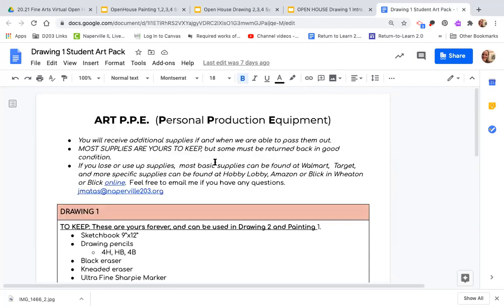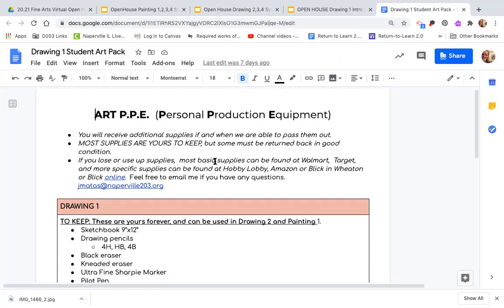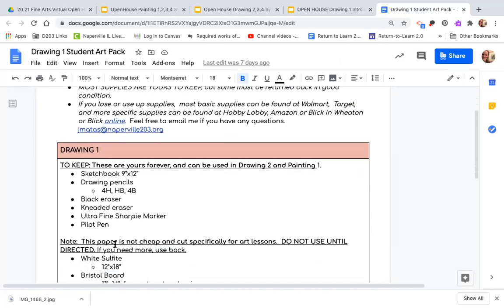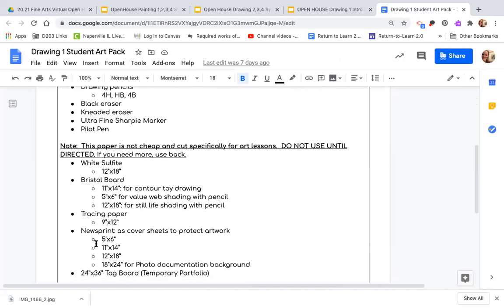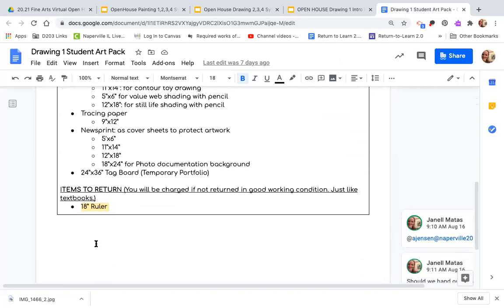There's also a list of supplies that's going to be inside their art packets that they picked up last week. And so these are things that they get to keep. There's going to be some paper in there that they're going to get to use. And then there's some things that they're going to have to return. So right now, they're going to need to return the ruler. And if they don't return their ruler, they're going to be charged. It's like $7 because it's a nice, fancy ruler to replace it. So it's really important that they don't bend it or break it or lose it.